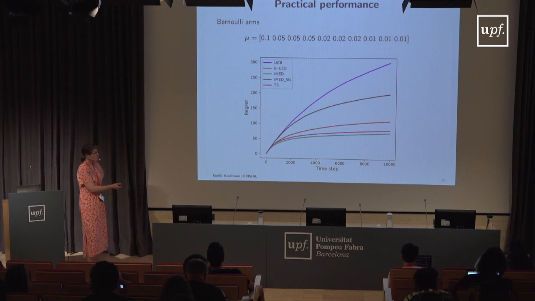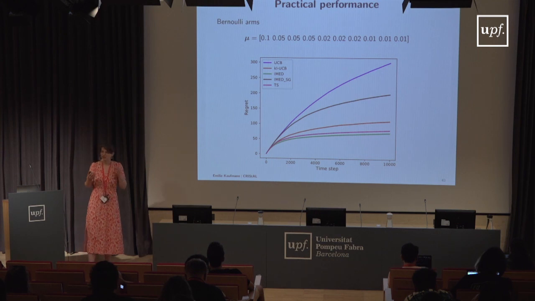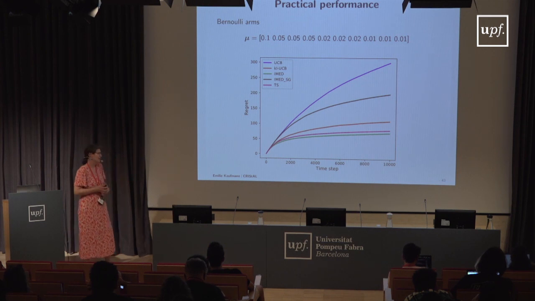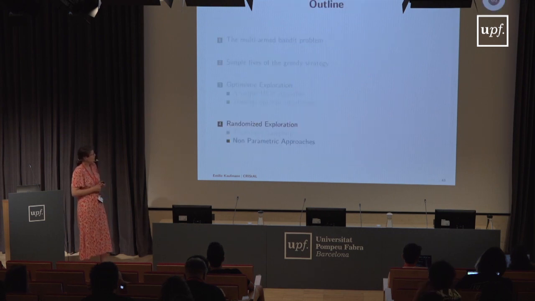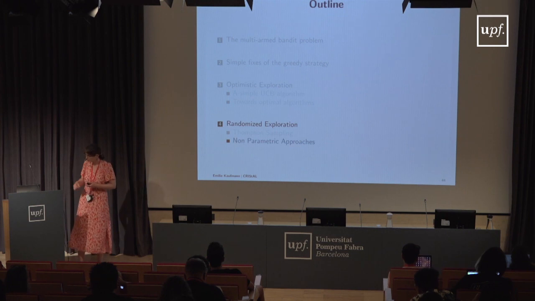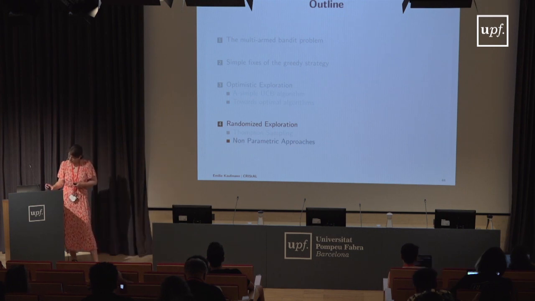And the two most performant algorithms, I just want you to observe that those are the only ones that are not depending on a tuning made with a confidence interval, this IMED and Thompson sampling. Thompson sampling is also just sampling a posterior. It is not choosing some quantile of it or something like that. So that's what I wanted you to remember for the practical story.